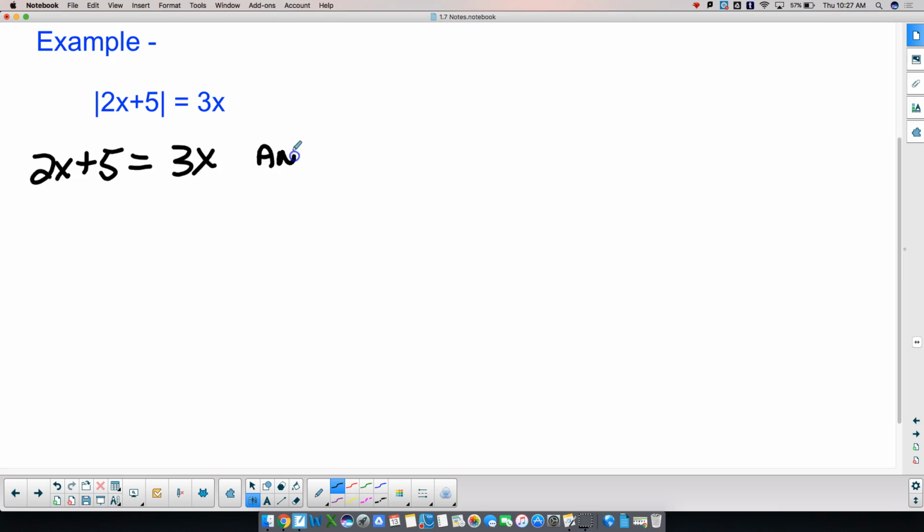Second equation, I take the insides and I negate the entire other side. The kicker is the entire, not just the first term, the whole thing, because in a couple of seconds you're going to get one where there's a binomial on that side. So there's 2 terms, and you've got to negate that whole entire side. All right? Now we go through and solve it as normal.